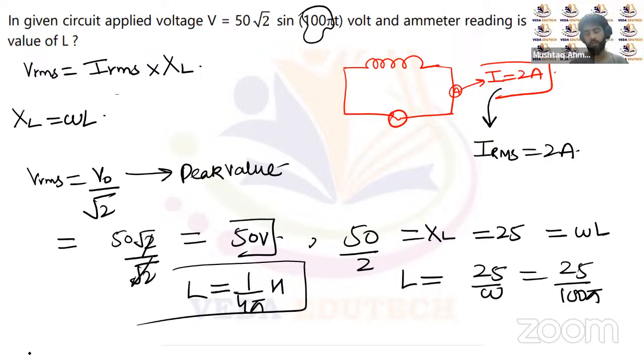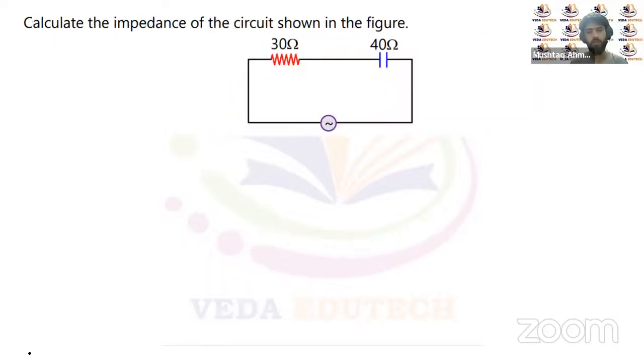So this is how we can use the VRMS values. All these equations we can use, and we have to remember all these concepts to solve a problem in AC. Now let's move to another question.